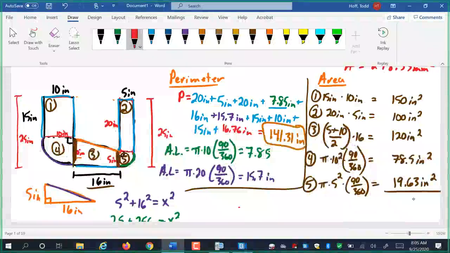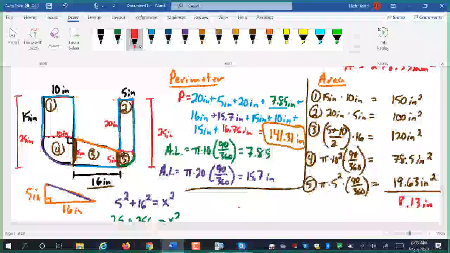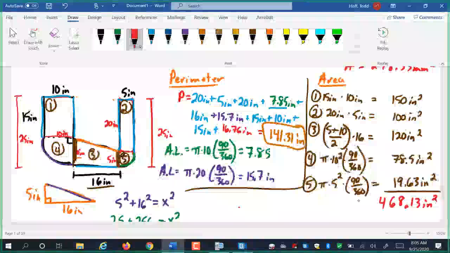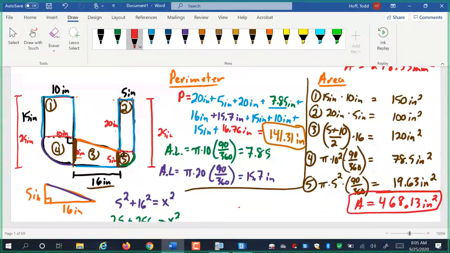So if I add those up, we say 468.13 square inches of area. Any questions there?